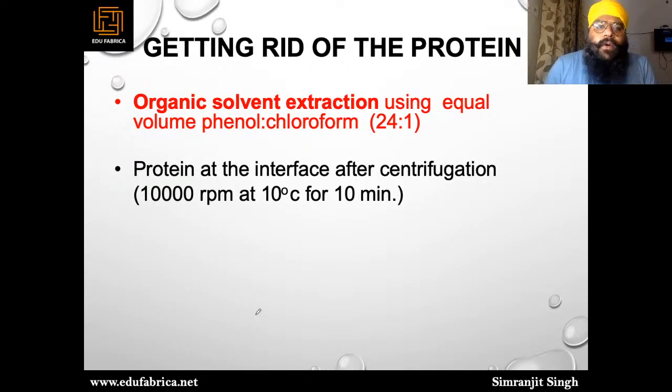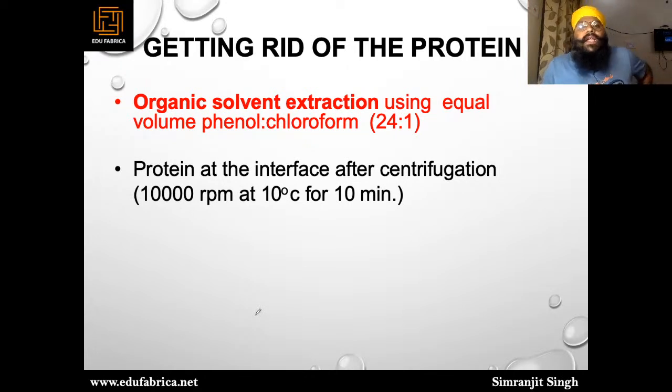Then, getting rid of the protein: organic solvent extraction using an equal volume of phenol to chloroform, like 24:1. The protein remains at the interface after centrifugation at 10,000 rpm, that is rounds per minute, at 10 degrees Celsius for 10 minutes. In this way you can remove the protein present in the sample.